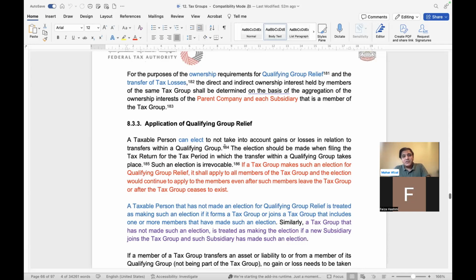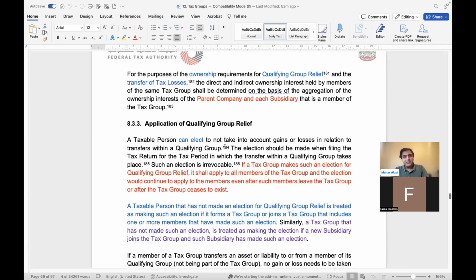In the same way, for transfer of tax losses, there must be common ownership of up to 75% between resident juridical persons. Here, a PE of a non-resident person cannot become part of the transfer of losses tax group. But a PE of a non-resident person can become a part of the qualifying group relief. The rest of the conditions are the same.